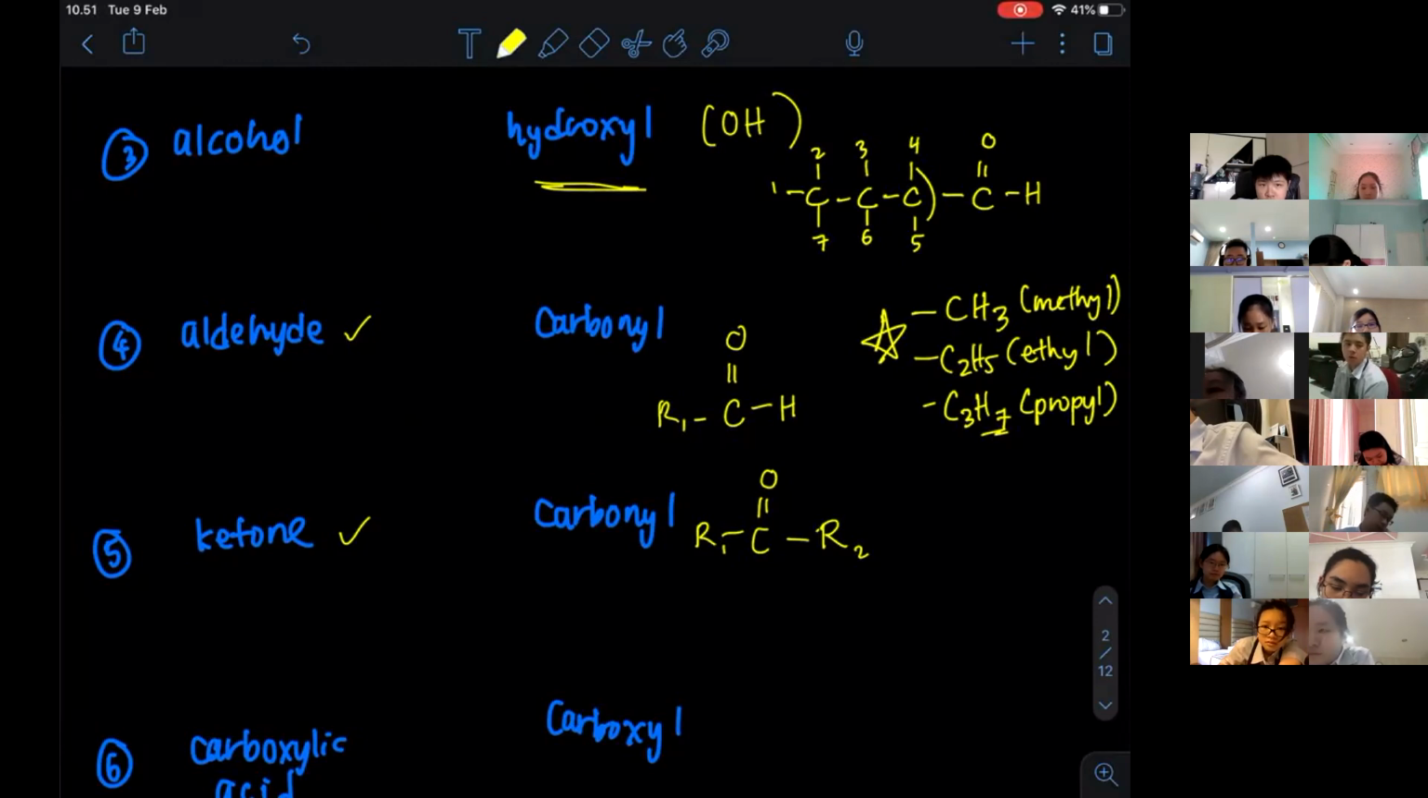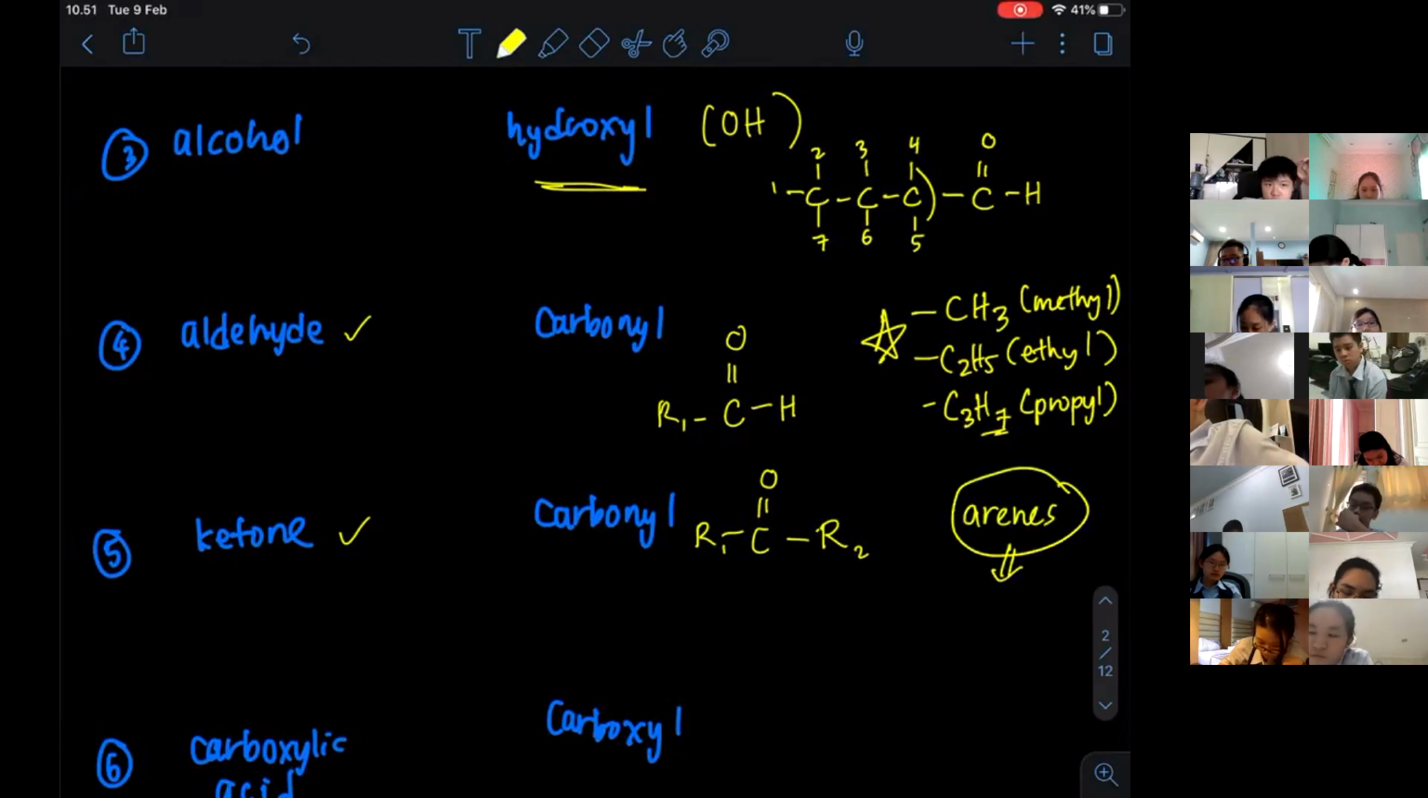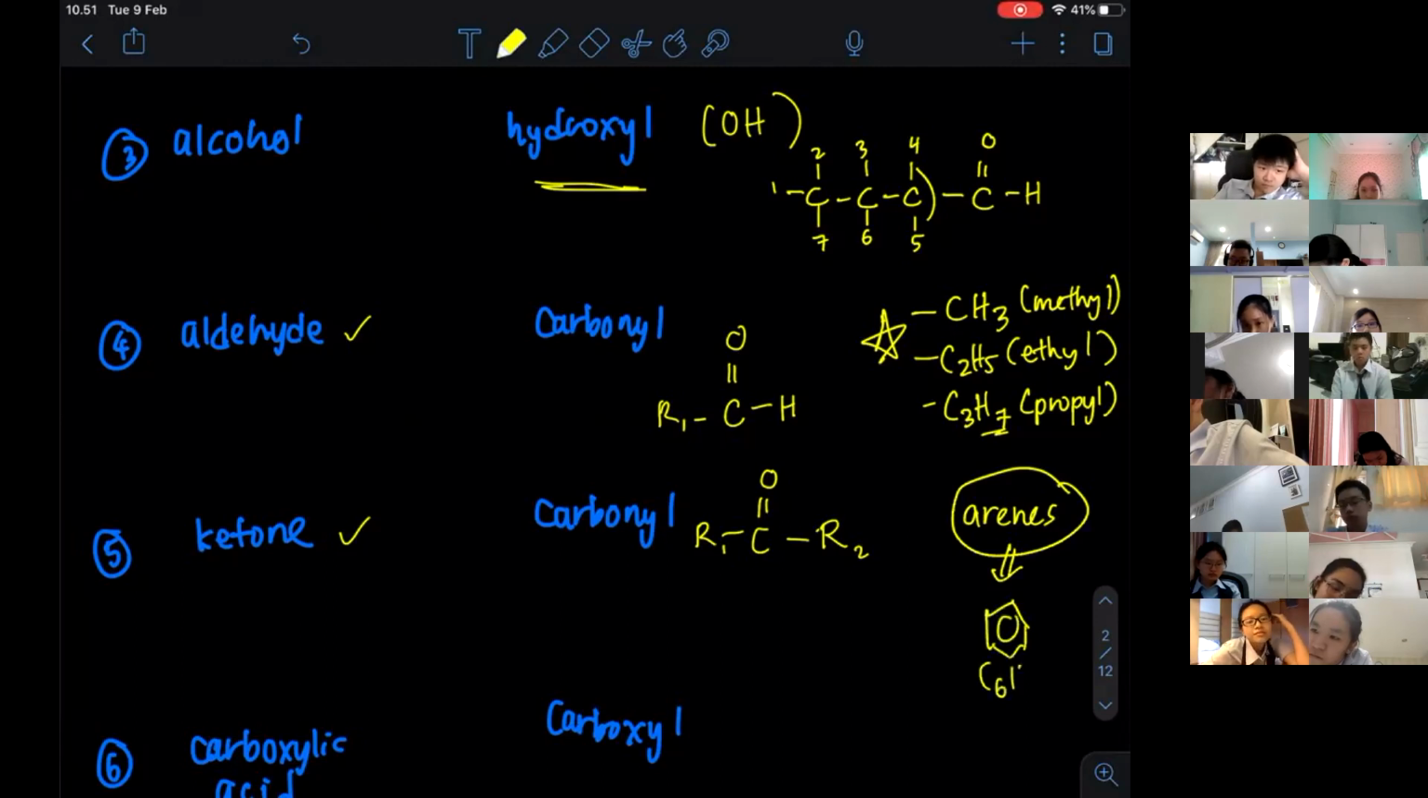Now, do not confuse alkyl group with arenes. Arenes are compounds that, the simplest arene, generally, is going to be C6H6. It's going to be arene. But now let's focus on the straight chain. This one, you will learn arenes in A2. Now, straight chain is going to be a very simple term.